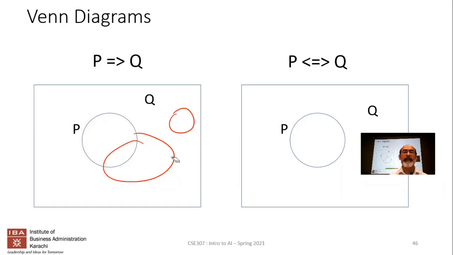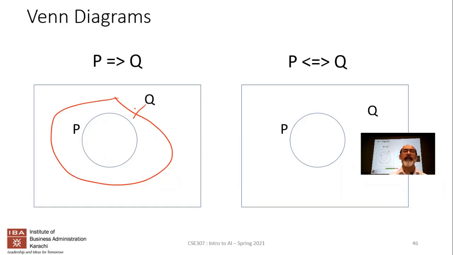So it will not be any one of these. It will be something like this, right? So this will be Q. For every value of P, if P is true, then Q is also true. An example could be that P is all computer science students of IBA, and Q is all students of IBA. If you are a computer science student of IBA, then clearly you're also a student of IBA. That's a bigger set.